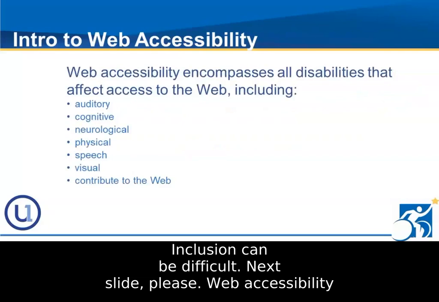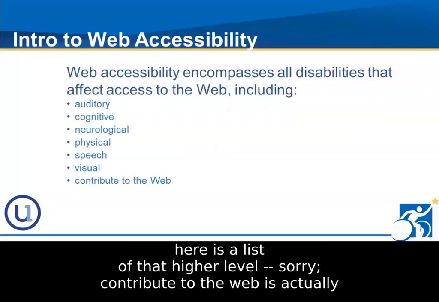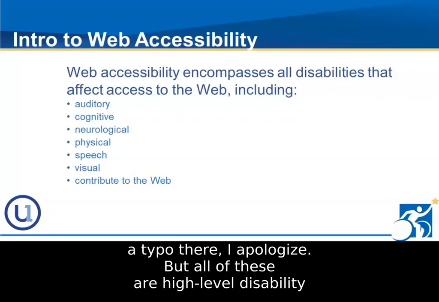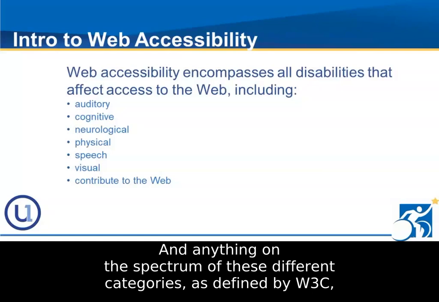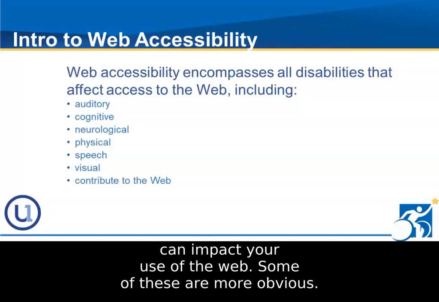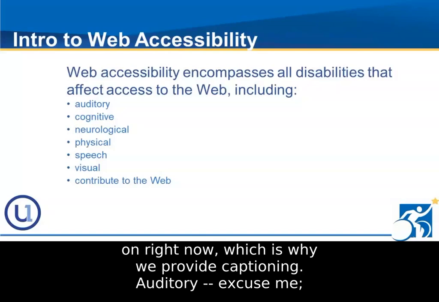Web accessibility encompasses all disabilities that affect access to the web. So what you see here is a list of the higher level categories; "contribute to the web" is actually a typo there, I apologize. But all of these are high level disability categories, of which every single one has a spectrum. And anything on the spectrum of these different categories, as defined by W3C, can impact your use of the web. Some of these are more obvious. Auditory impacts your ability to hear things like the presentation that we are on right now, which is why we provide captioning.